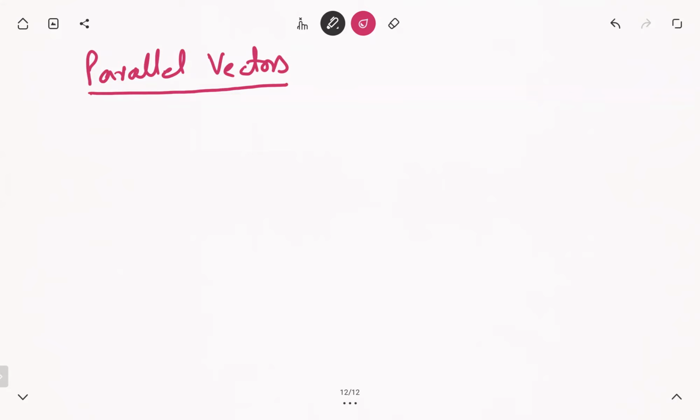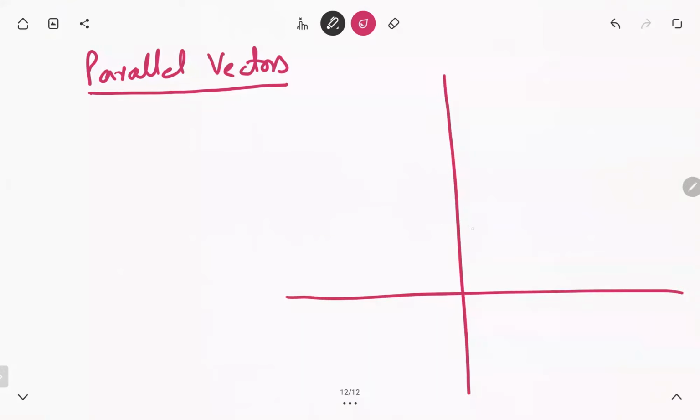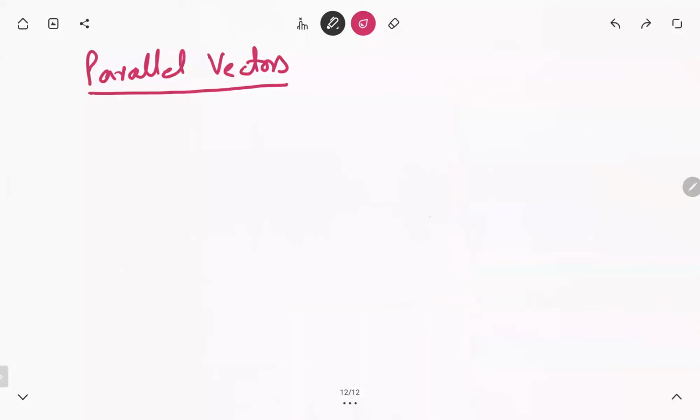See, if I draw a vector here, let me do it without the grid. Suppose there is a vector AB which is 2 units right and say 3 units up: 1, 2, 3. I have drawn a vector here, AB, which is 2 units right, 3 units up. That is the vector AB.